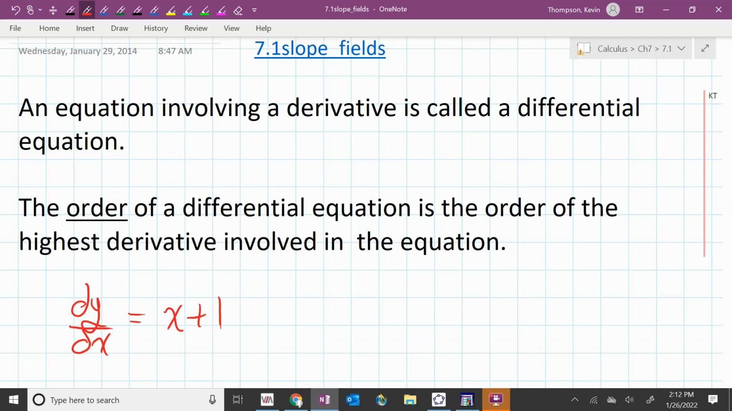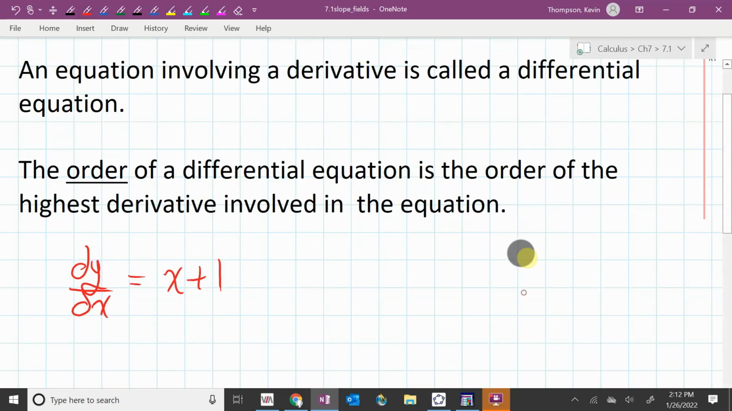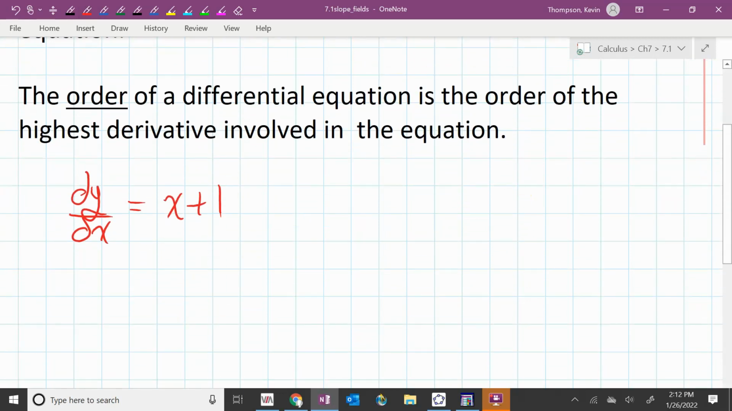And the first thing is just connecting this to where we have been. If I would say solve this differential equation, what I'm really saying is tell me what y is. Right? Tell me the function whose derivative is x plus 1. That should be easy. Should be able to do that real quick.